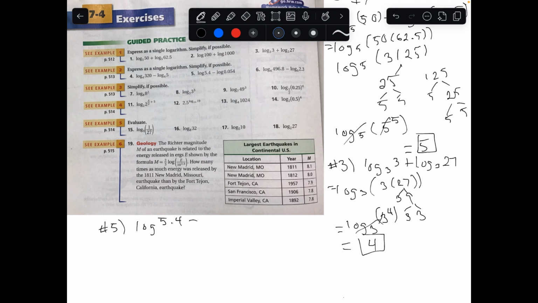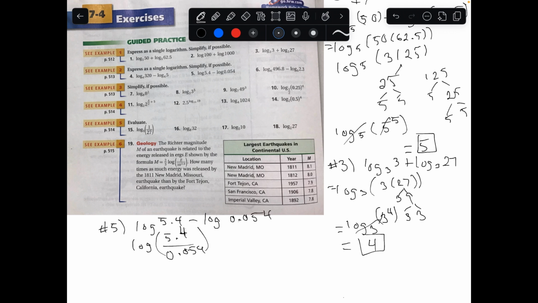subtracting log base 10 of 0.054. It's a 4, not a 9. Thank you. Try that again. Okay, 4. Yeah, that looks better. All right, so since this is subtraction, it means I'm going to take my 5.4, and divide by my 0.054.